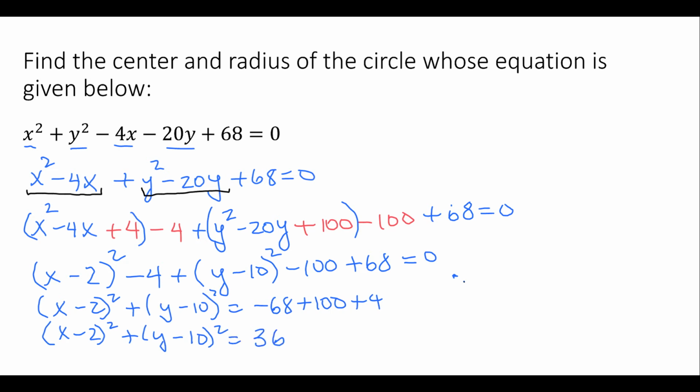Now this already is my equation of the circle. So then the problem was asking me to find the center and the radius. So just by looking at this form of the equation, now we can easily tell what the center and the radius of the circle are. So let's go ahead and write the answer. So the center is at h comma k, which is 2 comma 10, and the radius is the square root of that 36. So the radius is 6.